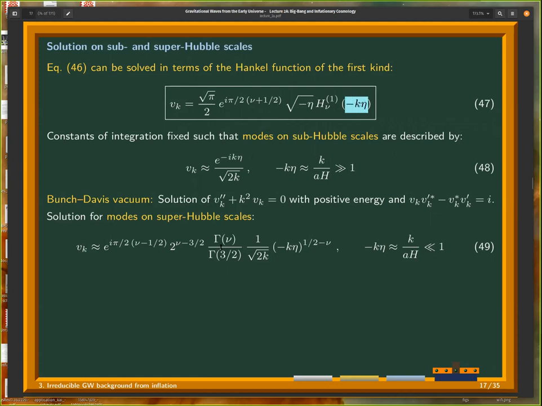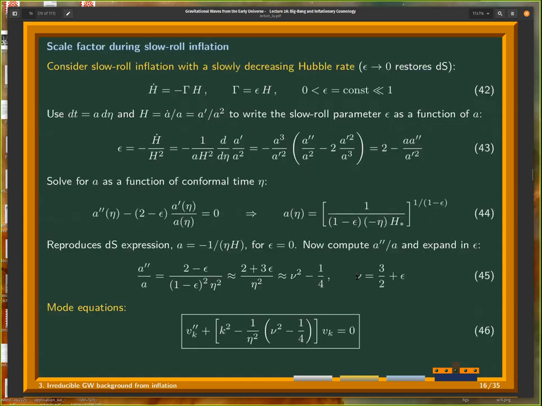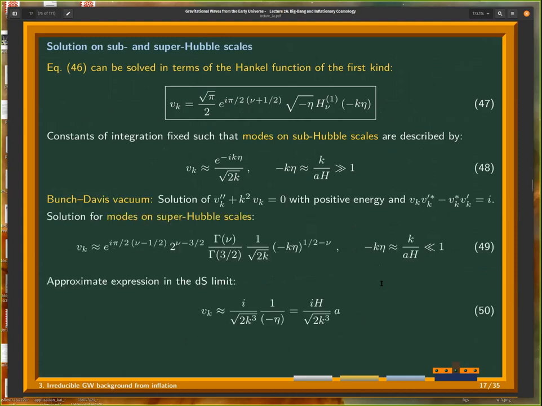And then you find messy prefactors that you should not pay much attention to, and this piece here. All right. And again, in the de Sitter limit, I can just send epsilon to zero, or I can send this nu to 3/2. And then the exact solution in de Sitter space looks much simpler already. So you find this expression here.